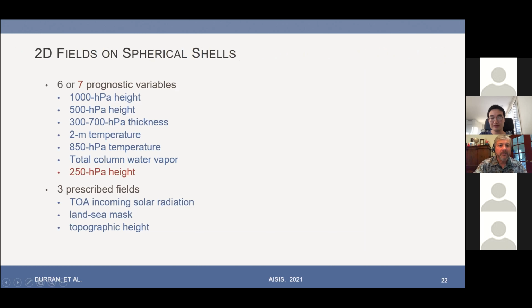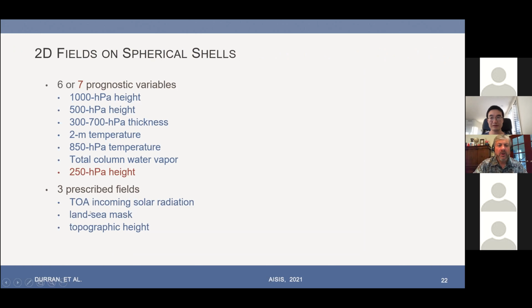Now, we've got a number of variables. We have the altitude for 1,500 hectopascals. What's the thickness of the high pressure region? We've got the temperature at 2 meters. We've got the water vapor, things like that.